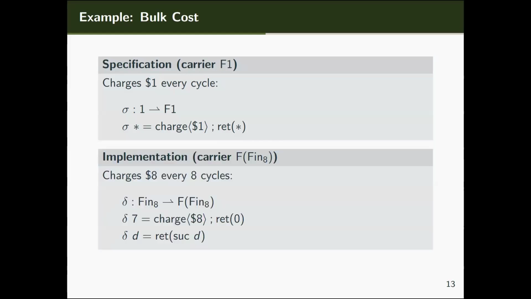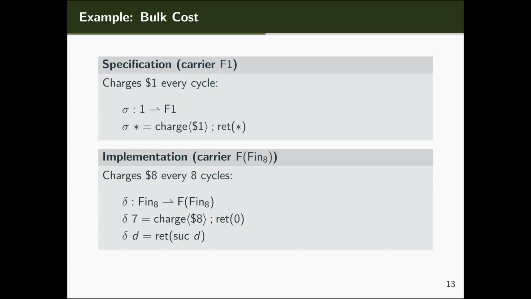Alternatively, you might have this more realistic implementation, which spends $8 every 8 cycles. So you start out by saying that we have a carrier with a finite type with 8 elements, and in the case you have already gone through 7 cycles, then on the 8th cycle, we charge $8 and reset the counter in the state. Otherwise, we just increase the counter and don't charge any. So somehow we feel like maybe these are meant to match up somehow.